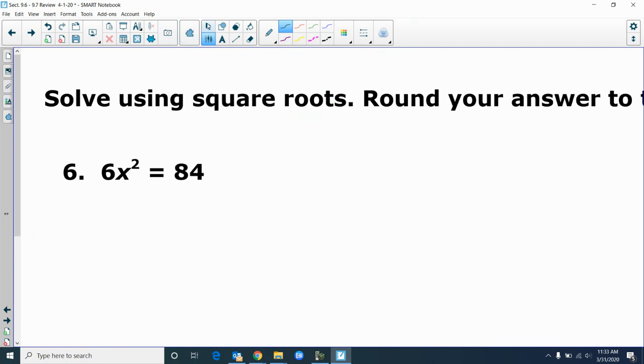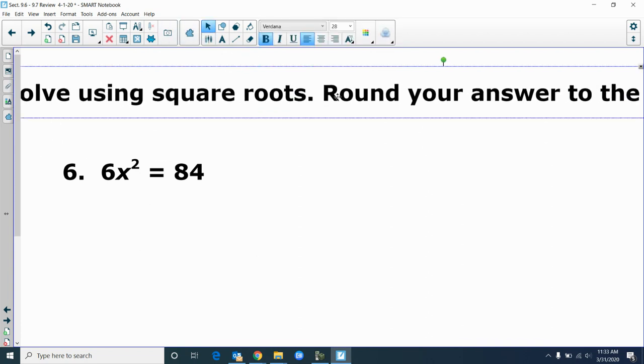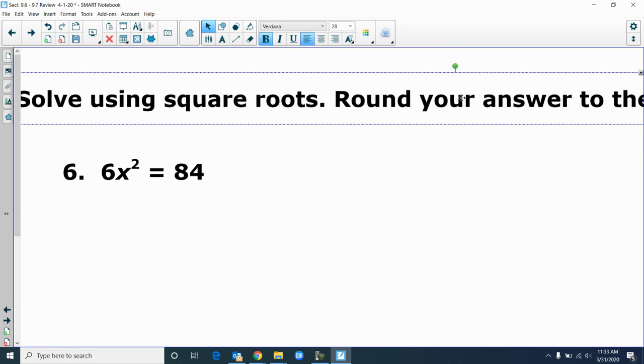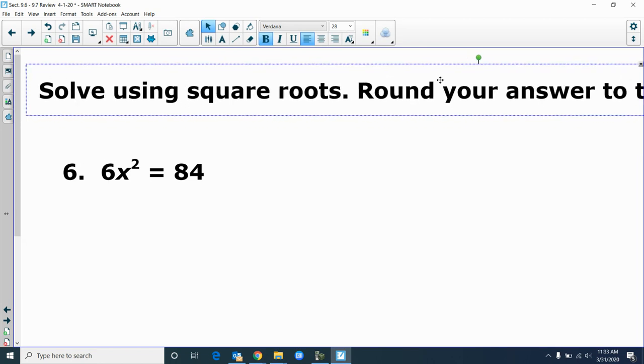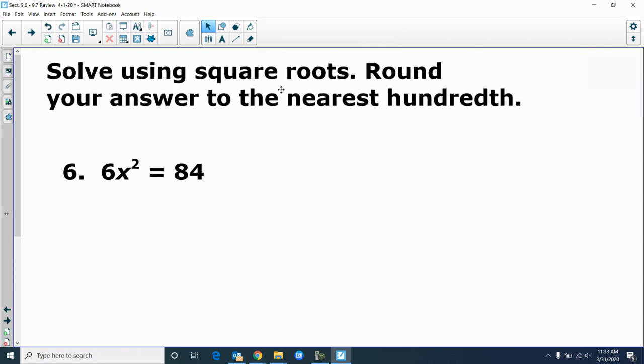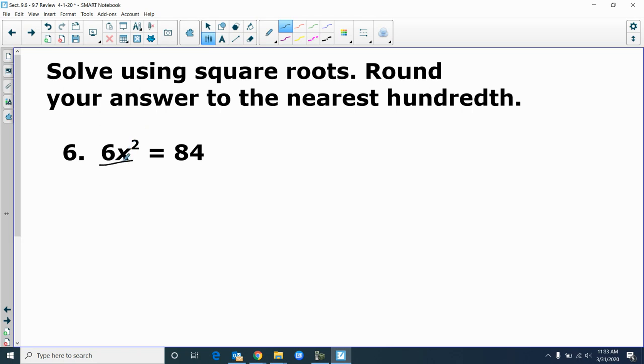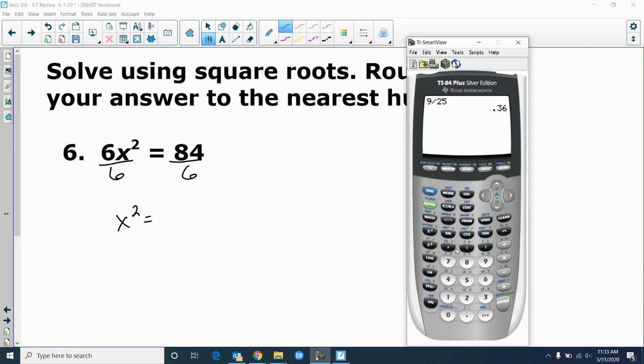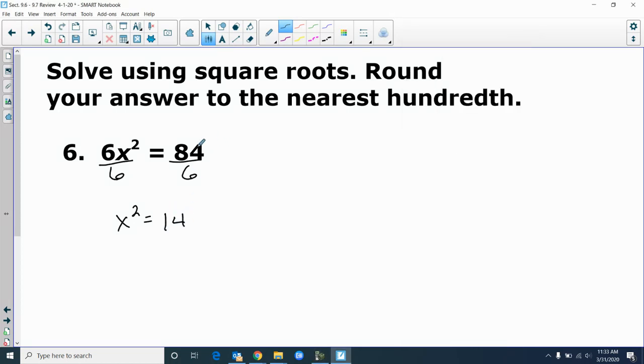Now, the very last case here, we didn't do a ton with it. We did a little bit with it earlier. All right. If it tells you to round, then we have to follow directions. We have to round our answer. You got 6x squared equals 84. Divide by 6. 84 divided by 6 is 14. We want to go ahead and do that because I don't know the square root of 84 and I don't know the square root of 6, and it comes out to a nice whole number.